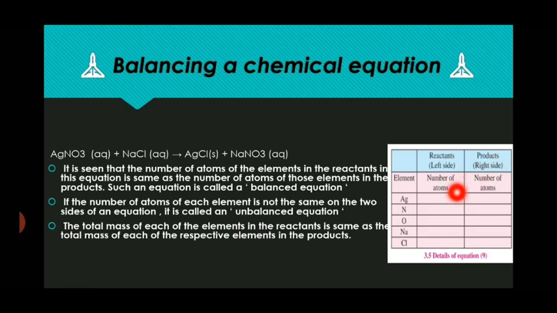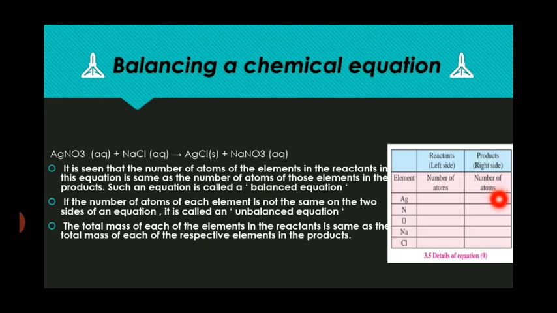So what to do? See the left hand side. How many Ag atoms are there? There is 1, so write 1 here. How many N? Again 1. Now how many oxygen? 3. And Na? 1. Chlorine is 1. So on the left hand side we got the number of atoms. Similarly we have to write the number of atoms on the right hand side.